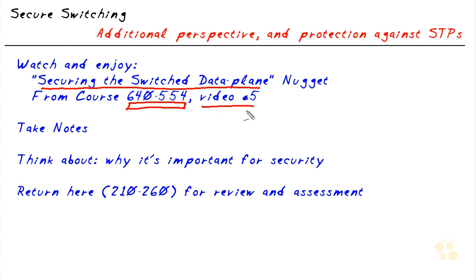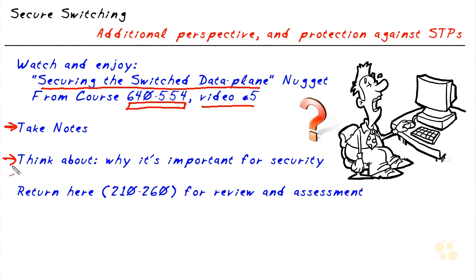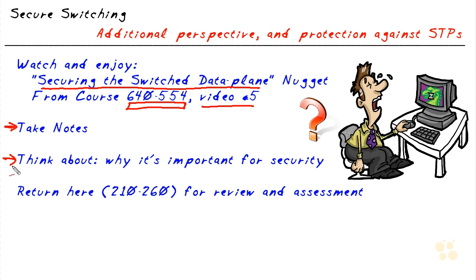So here's our game plan. We'll go enjoy that video together. I would encourage you to take notes as you go through it. And as you watch it, think about, why is this important? Why are these topics that Keith and I are going over together important for security? And what would be the ramifications or the problems that could happen if we fail to implement these security measures?